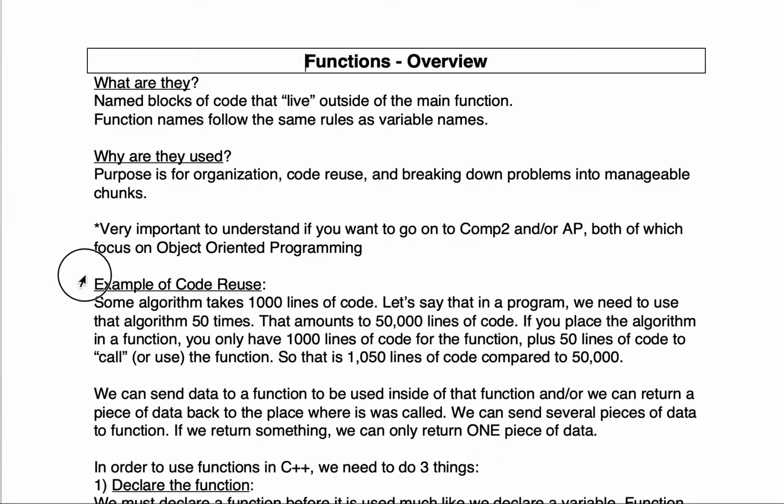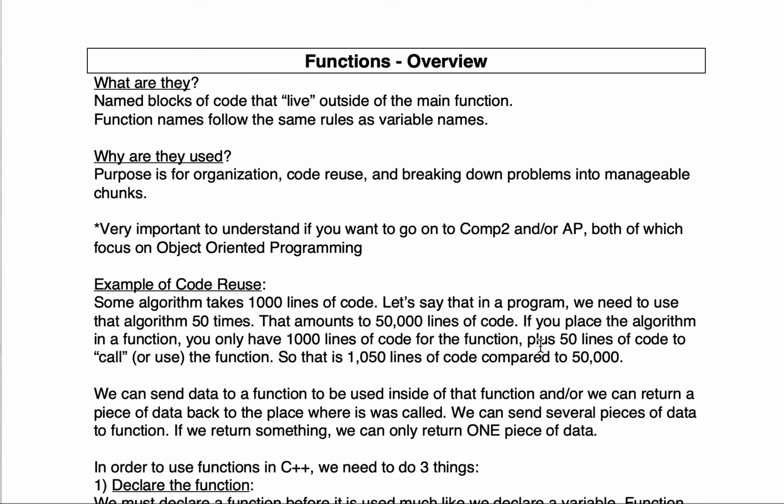So, an example here of code reuse. Let's say I have some algorithm that takes about 1,000 lines of code to run, right? And let's say in that program we need to use that algorithm 50 times. Now we're just writing small programs. In the real world, programs are huge. Tons of people write them. So that's 50 times 1,000. That's 50,000 lines of code.